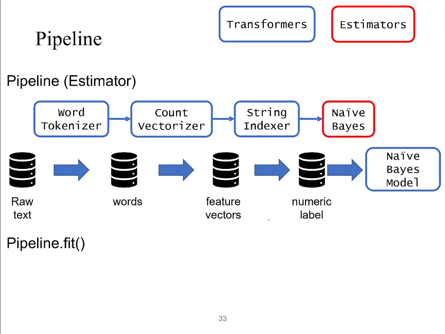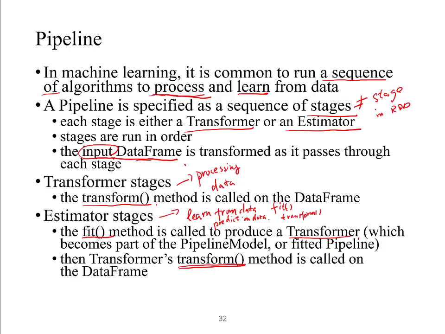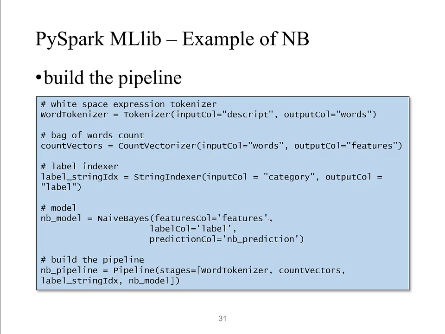Again, it may be a little bit dry, so let's look at an example here. We should look at the code first. Now, in order to build the pipeline, as you can see, we build the pipeline here at the last step. So the pipeline contains a word tokenizer, a count vectorizer, a label string indexer, and a naive Bayes model. So let's look at them one by one.